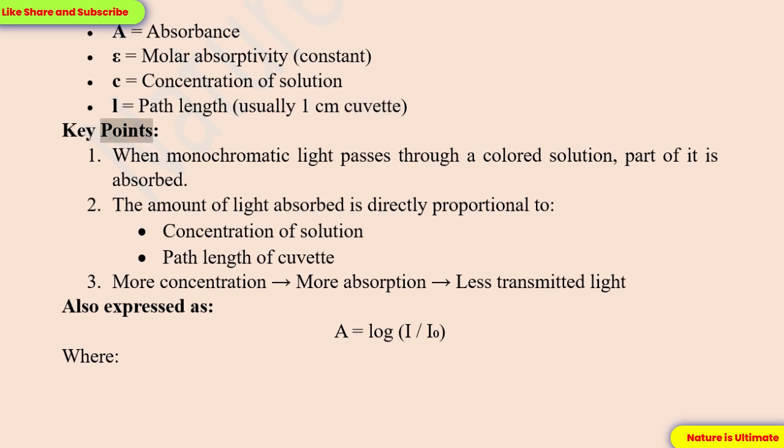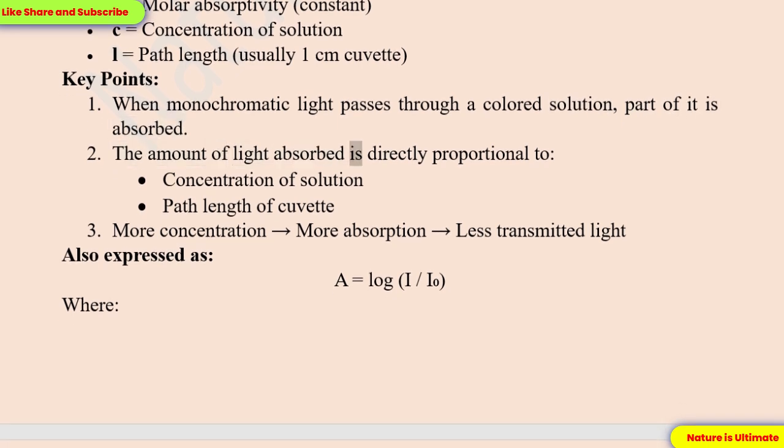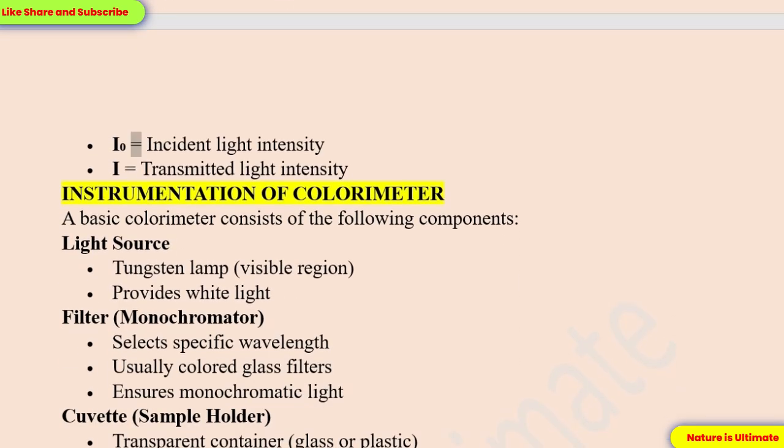Key points. When monochromatic light passes through a colored solution, part of it is absorbed. The amount of light absorbed is directly proportional to concentration of solution and path length of cuvette. More concentration, more absorption, less transmitted light. Also expressed as A equals log I0/I, where I0 equals incident light intensity, I equals transmitted light intensity.